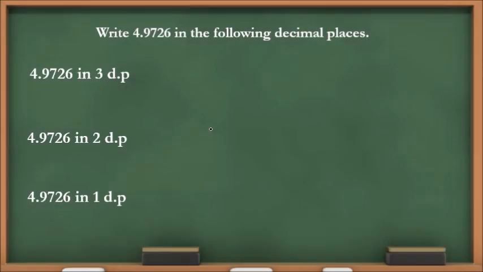Write 4.976 in the following decimal places. Now we've got the same number, 4.976, 4.976, 4.976. And the difference here is 3 decimal places, 2 decimal places, and 1 decimal place. So therefore, let's begin.